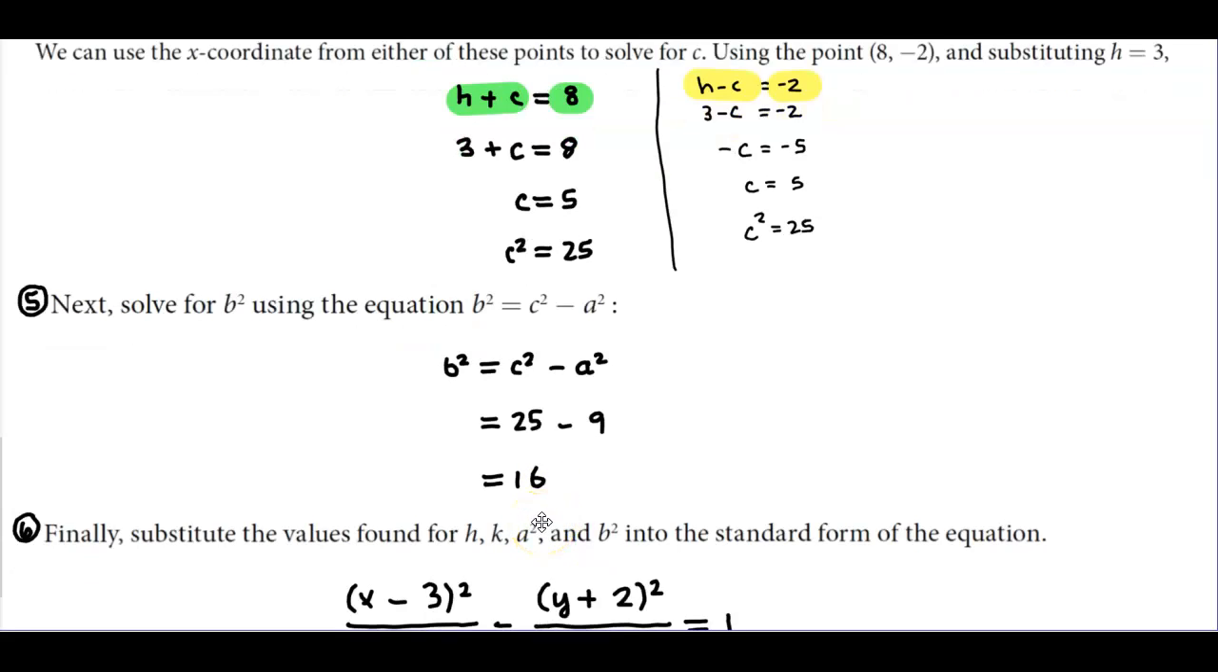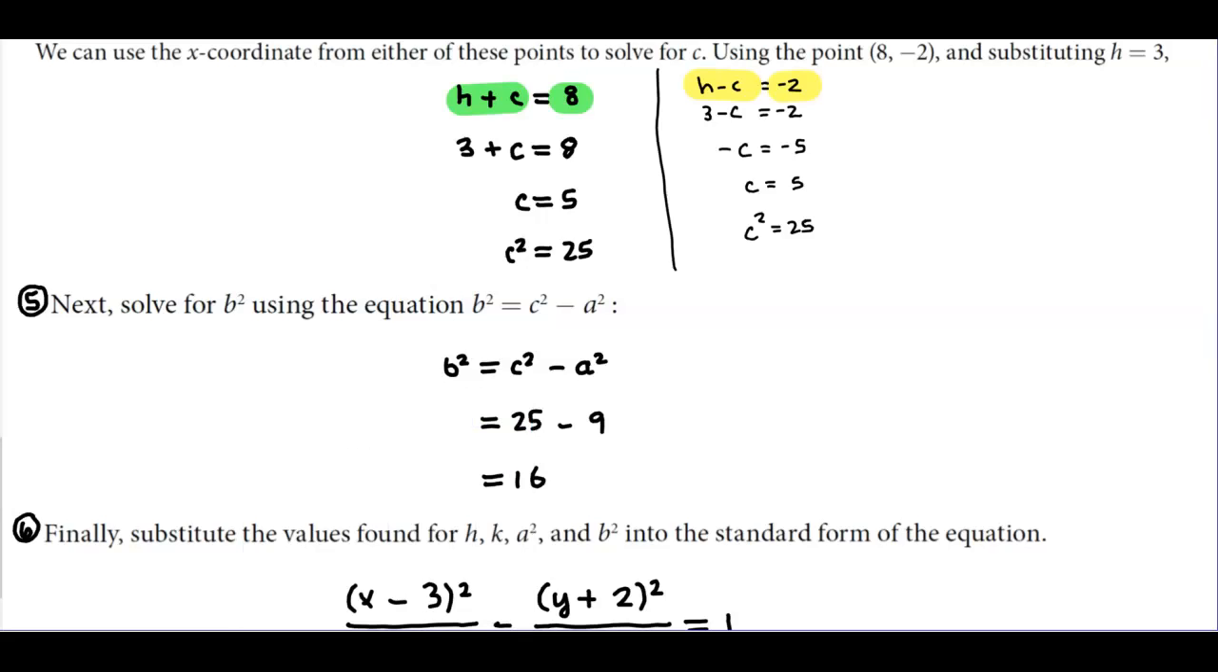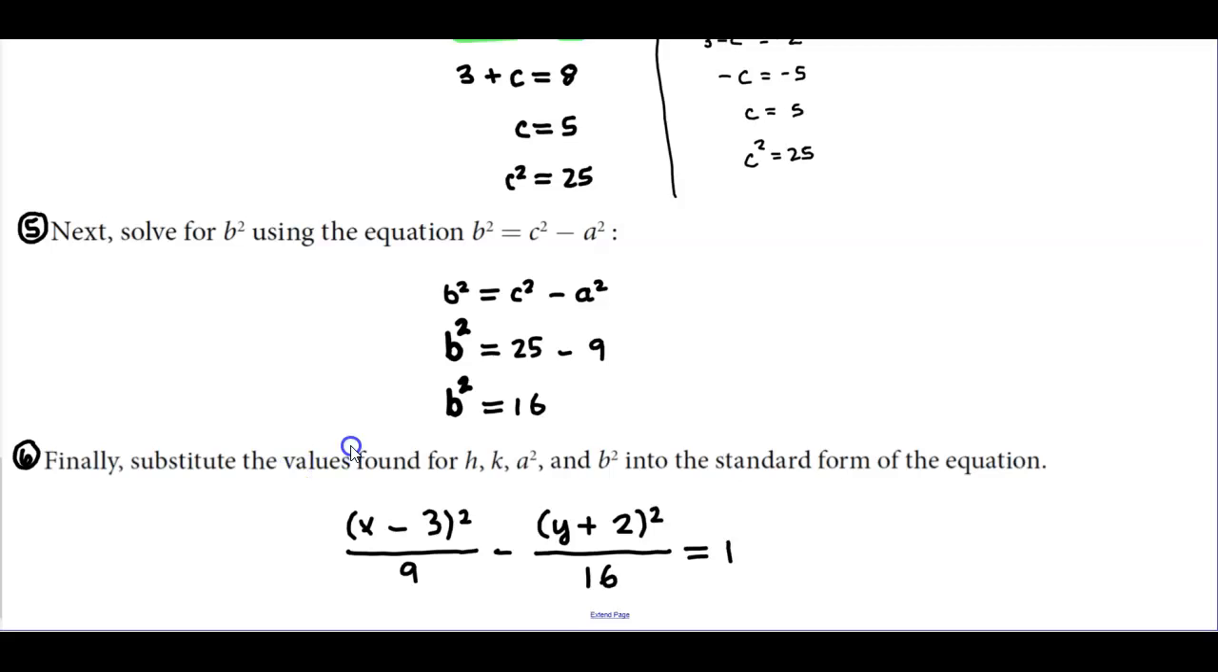So now we know that b squared is going to equal 16. And then finally, we're going to substitute the values that we found for h, k, a squared, and b squared into the standard form of the equation. So we have (x - 3) squared over 9 minus (y + 2) squared over 16, which is equal to 1.